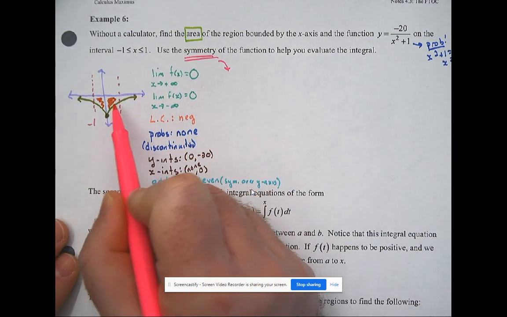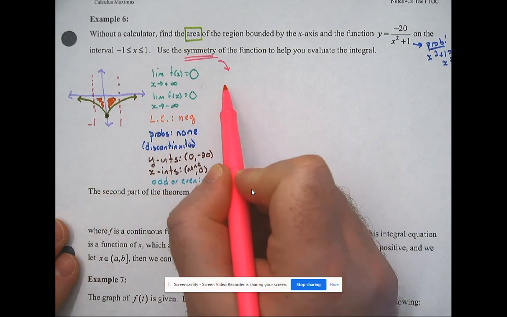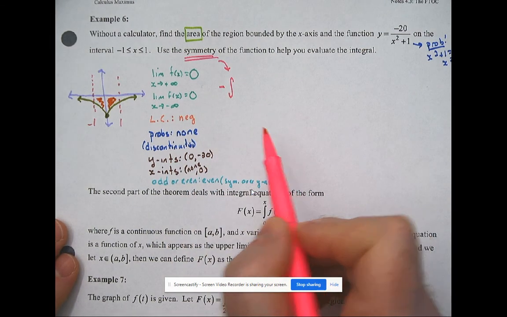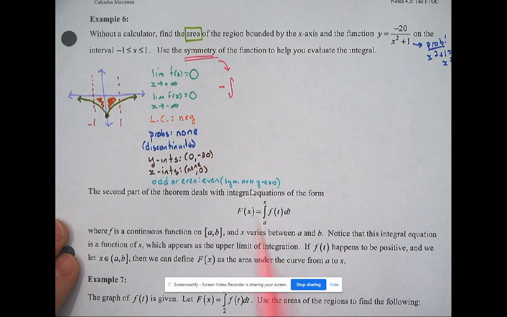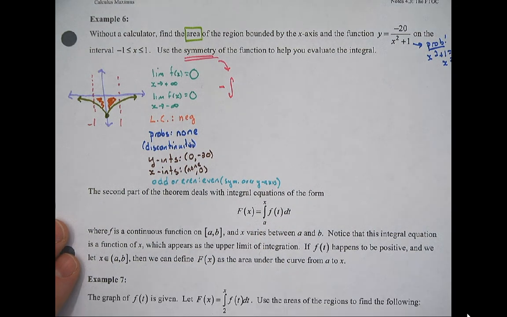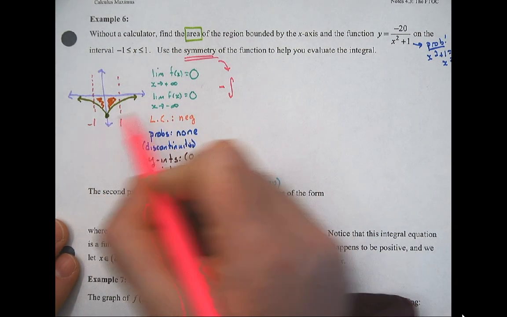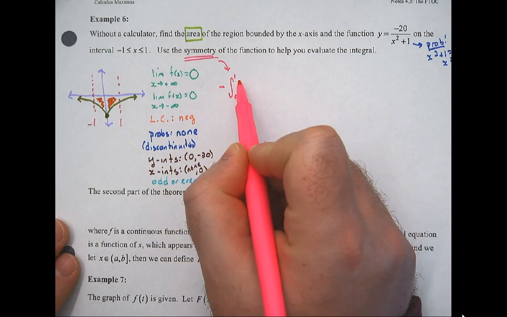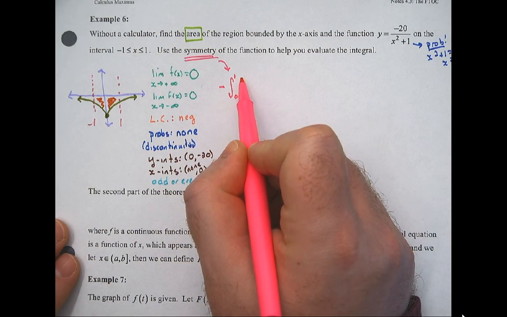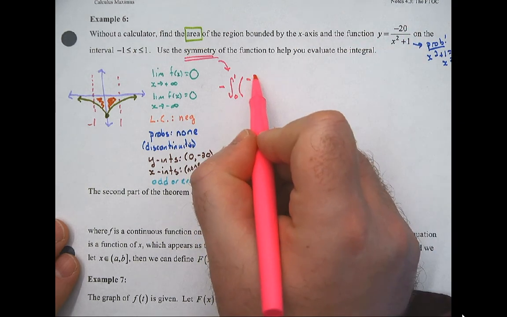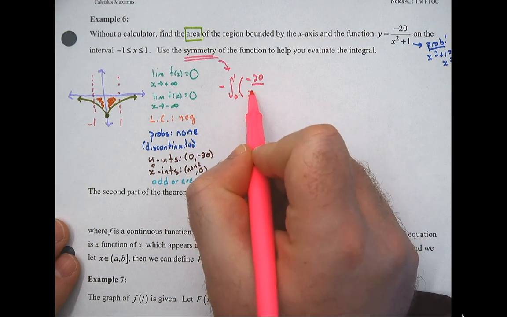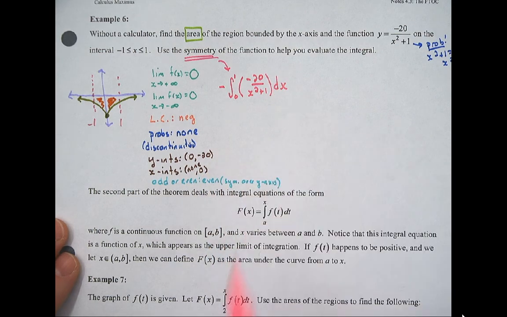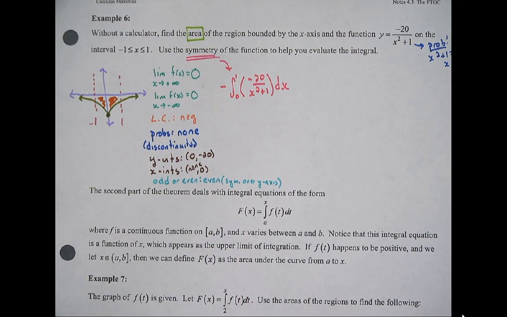So first of all, this integral is below the x-axis, so I'm going to throw a negative out in front to make sure that it takes that. When I integrate that, I'm going to get a negative number. I want to flip that back to being a positive number. All right, so we're going from 0 until 1 of my curve, which is -20 over x squared plus 1 dx. So that's what your integral should have looked like.